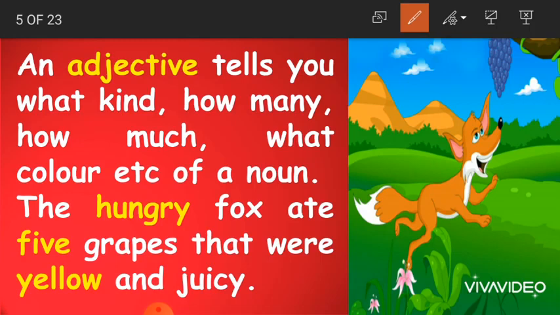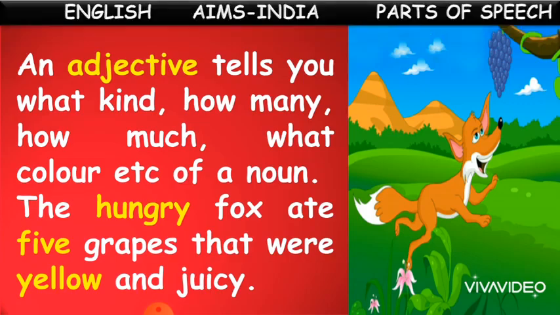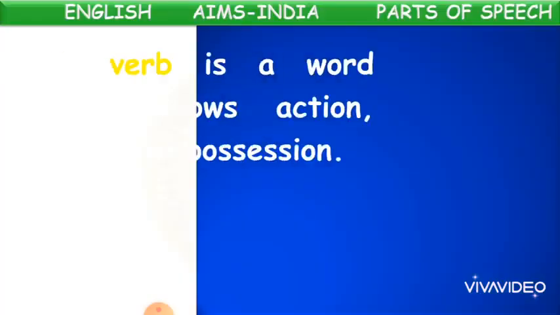So what is an adjective? An adjective is a word which describes a noun. Like what kind of noun it is, how much, how many, what color, what type. So many things about a noun are told by an adjective. Clear, children? Now we'll learn the next part.